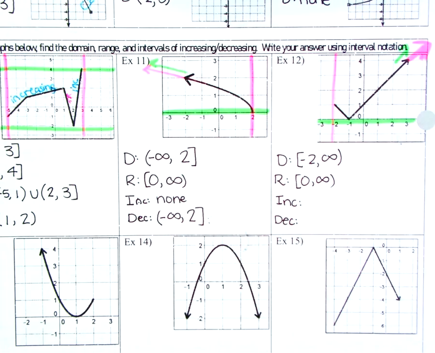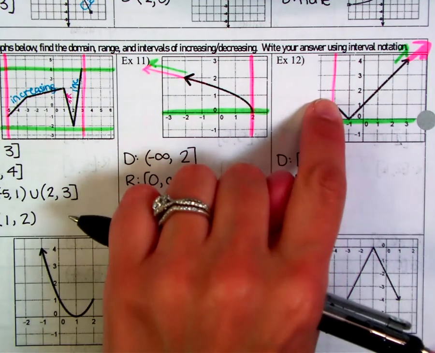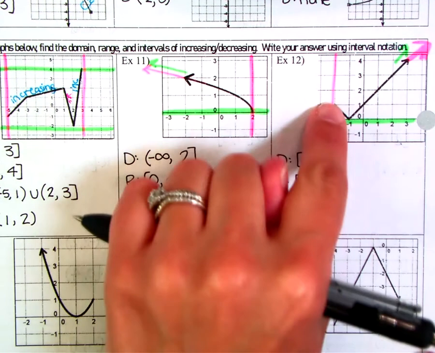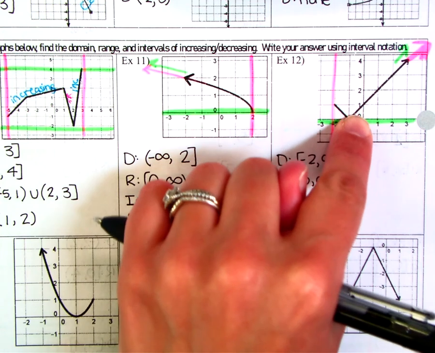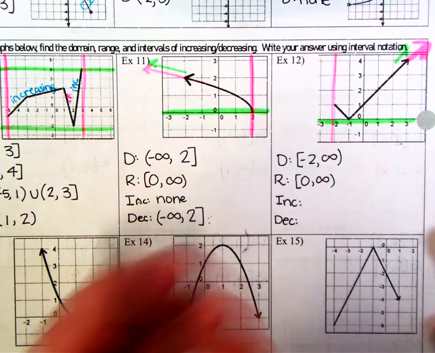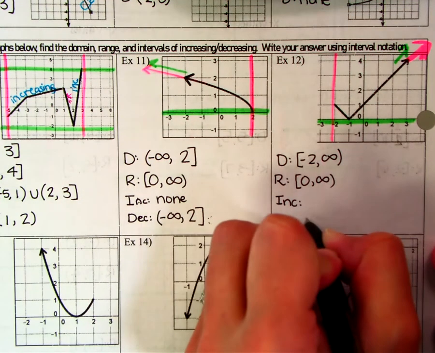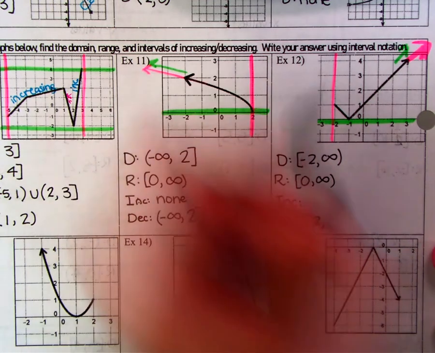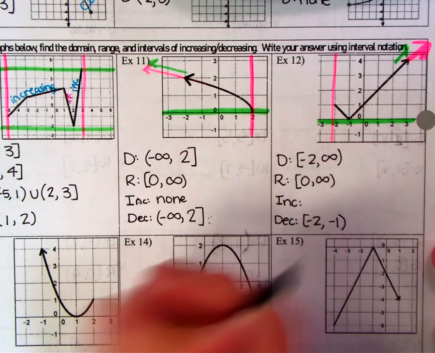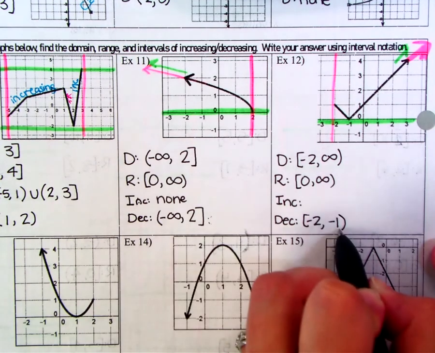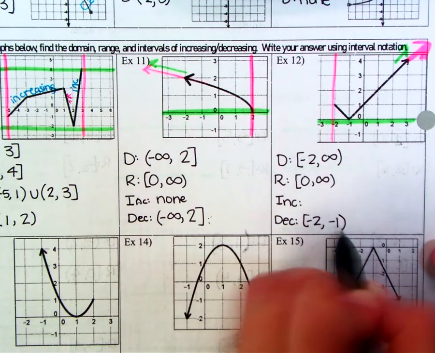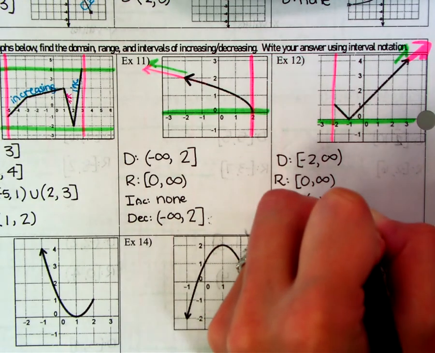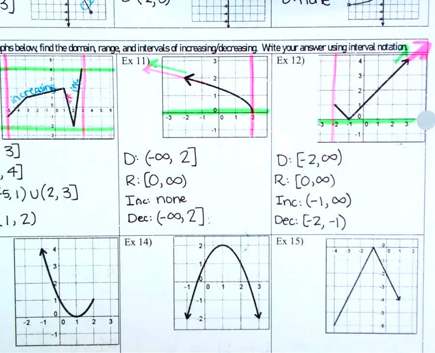And then increasing and decreasing. So I'm going to trace it with my finger. I've got 2 sections. So I start by decreasing, going downhill, and I end up increasing. So I decrease from the beginning of the domain until this x value, until -1. We use a parentheses because -1 at that exact point is neither increasing or decreasing, and then we increase from -1 to positive infinity.